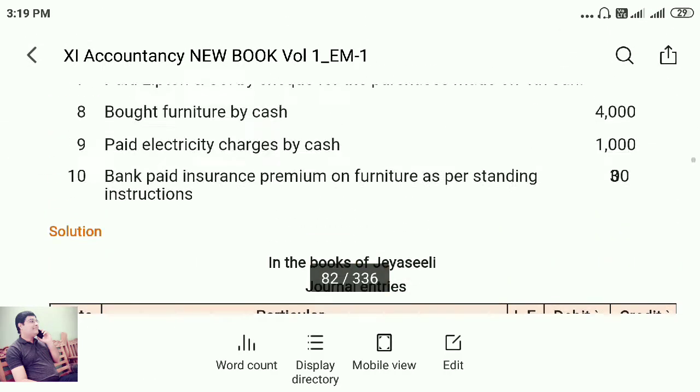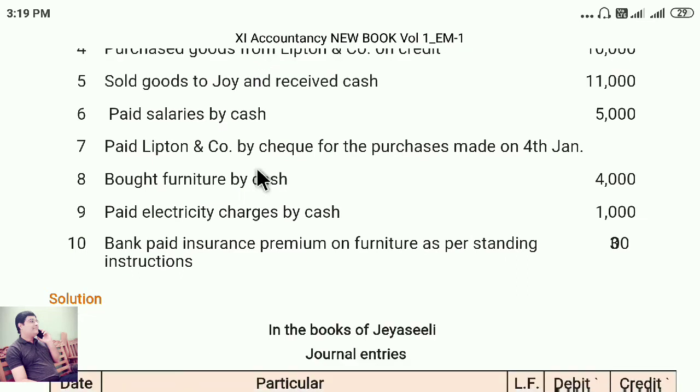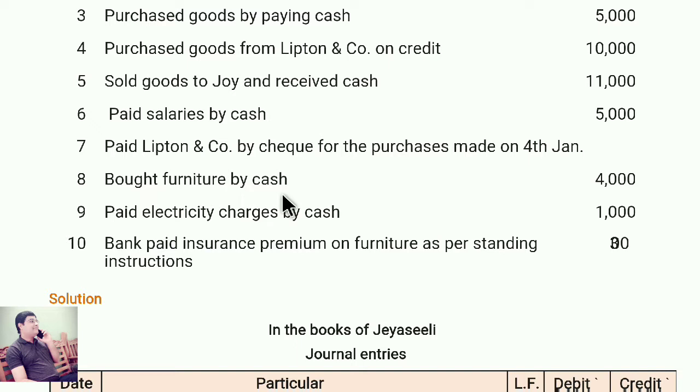Next date 8. Bought furniture by cash. In the previous entry, it was given purchase goods by paying cash, but not mentioned what we are going to purchase. But in this question, they mention bought furniture by cash. So what comes in? Furniture comes in. So whatever comes in will be debited.